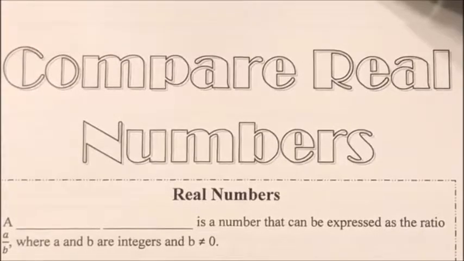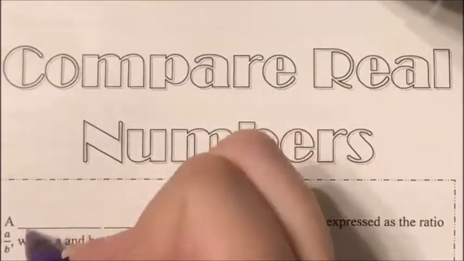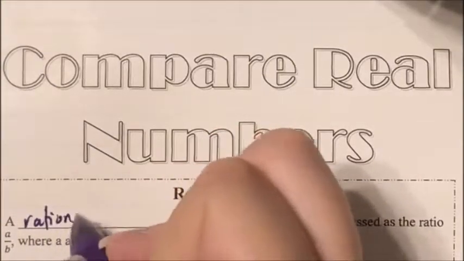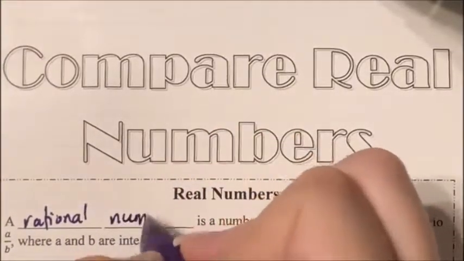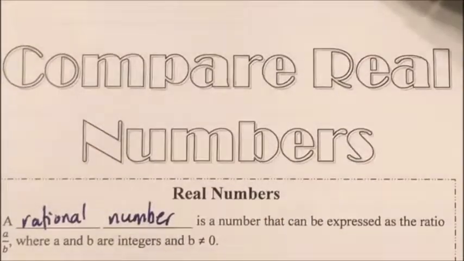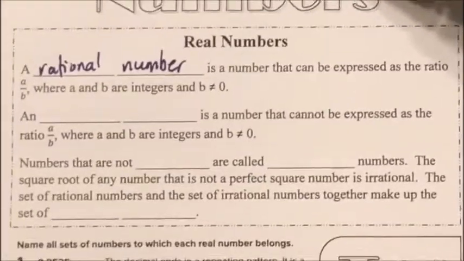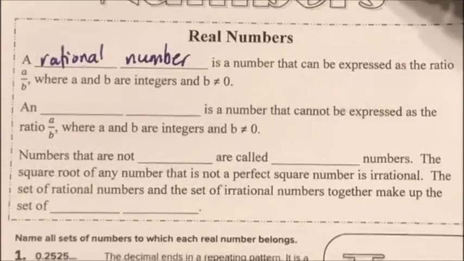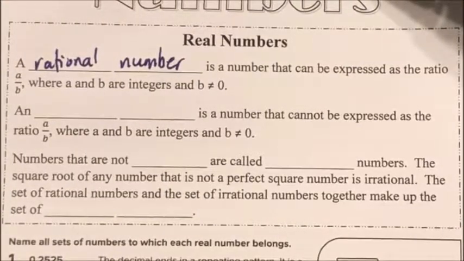Today we're going to be talking about comparing real numbers. A rational number is a number that can be expressed as a ratio, A over B, where A and B are integers and B can't be 0. B can't be 0 because we can't divide by 0, all right?